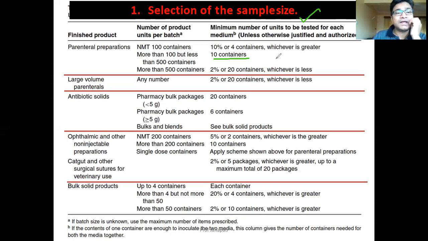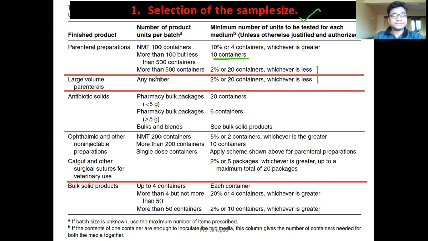So next, large volume parenterals. For example, sodium chloride, 1 liter. The sodium chloride 0.9%. So big containers will come here. Here they didn't specify the number of containers as we discussed at the top. Whatever the quantity of the batch may be, you need to take 2% or 20 containers, whichever is less.